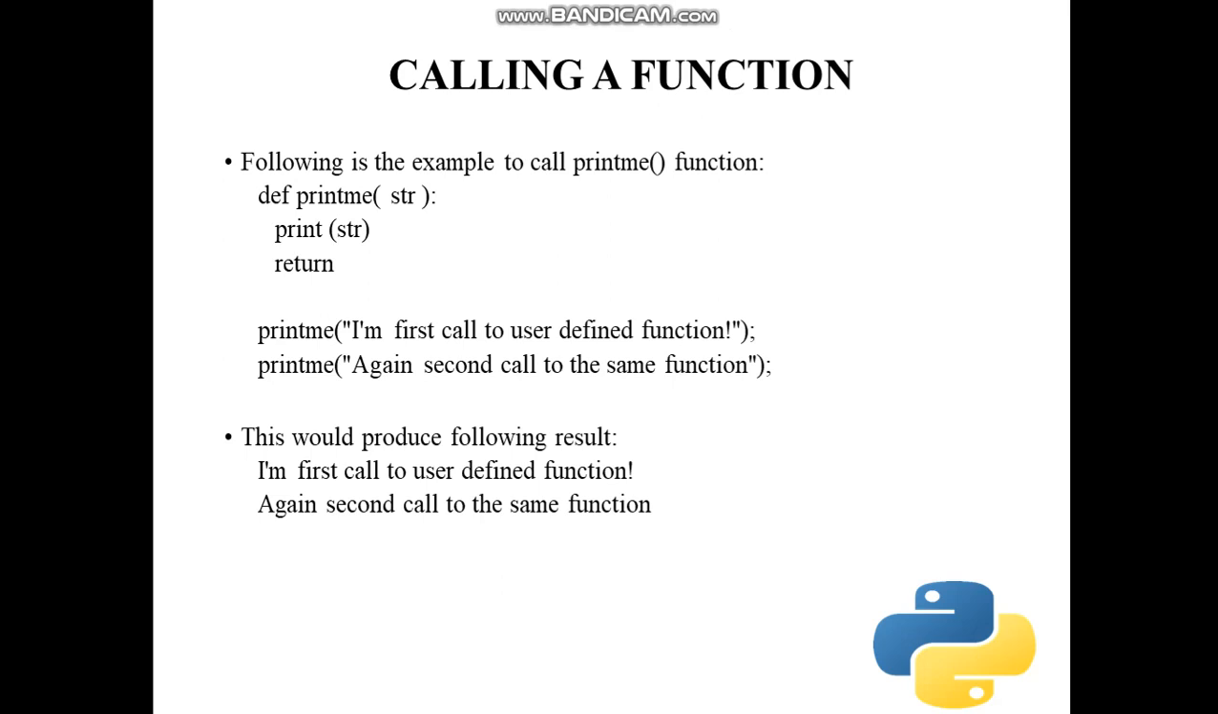Next is calling a function. Following is the example to call the print me function. Def print me str. So print str, return. Then I have to call the function. So for calling the function, you have to write the function name, that means print me, and here I am passing the string. Next time I'm again calling the same function with another string. So that means once you have defined the function, you can call the function again and again. That is called code reusability.